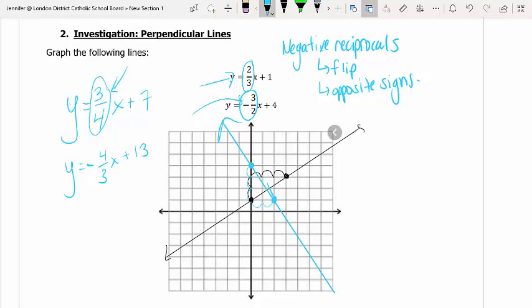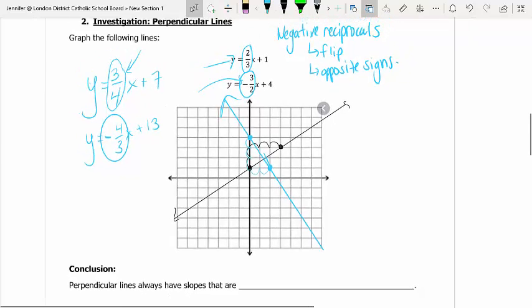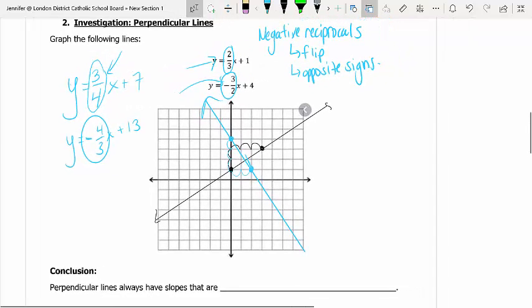It could be anything. Okay, so they have negative reciprocals for slopes, right? They're opposite signs and they are flipped. The numbers in the fraction are flipped. That means they're perpendicular lines. So in conclusion, perpendicular lines always have slopes that are negative reciprocals.